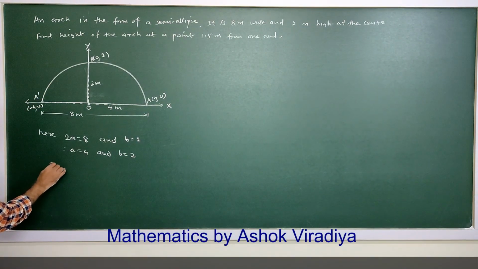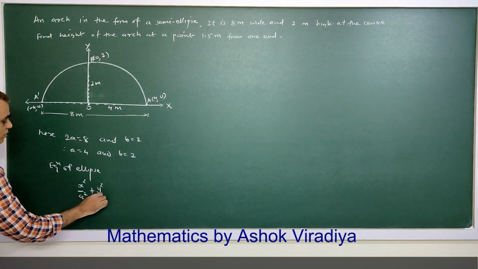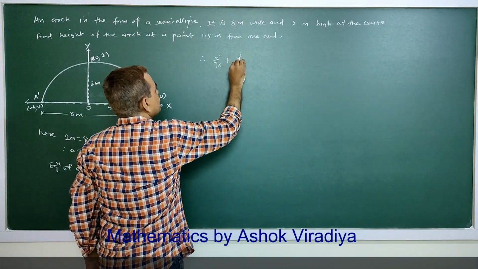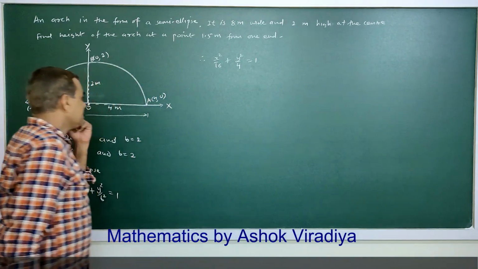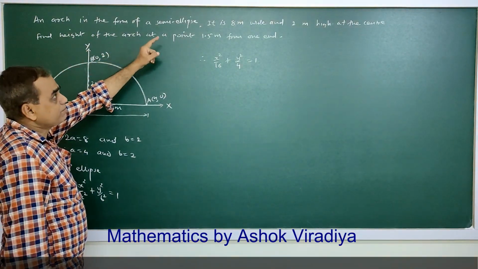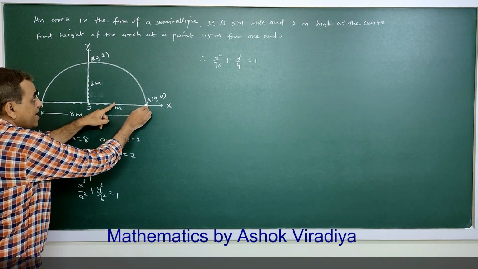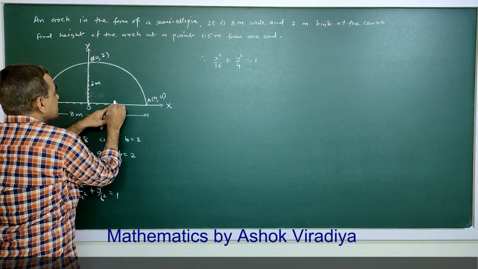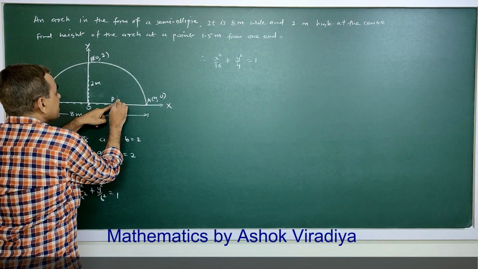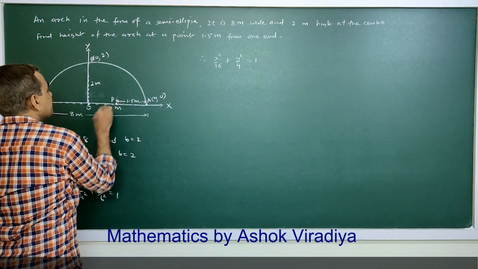So the equation of the ellipse is x square upon a square plus y square upon b square is 1. Therefore, x square upon 16 plus y square upon 4 is 1. This is the equation of this ellipse. Now the question is, find the height of the arch at a point 1.5 meter from one end. Suppose from this end, at 1.5 meter distance, this is the point, let me say point P, whose distance from this A is 1.5 meter.